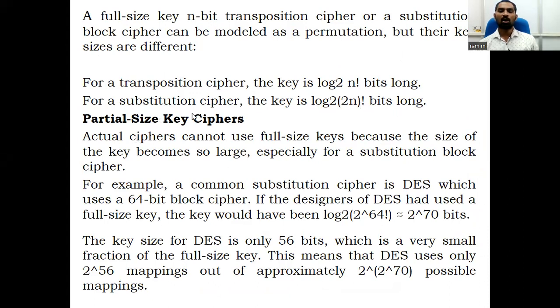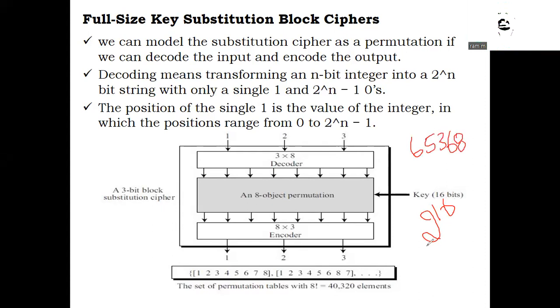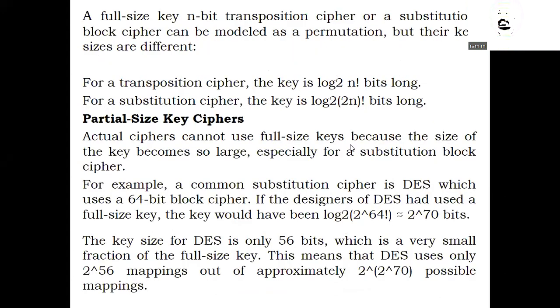Now, why are we not choosing the full size key? For example, the total number of possible things here is 2 power 16, which is 65536. But out of these 65536, we are choosing only 40320 elements. So we will not use full size keys. We will only go for partial size keys.